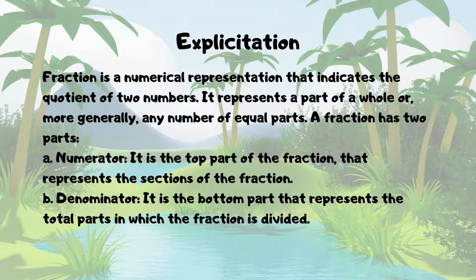Now, conversion of fraction and decimal. A fraction is a numerical representation that indicates the quotient of two numbers. It represents a part of a whole, or more generally, any number of equal parts. A fraction has two parts. Number 1, numerator. It is the top part of the fraction that represents the sections of the fraction. Number 2, denominator. It is the bottom part that represents the total parts in which the fraction is divided.